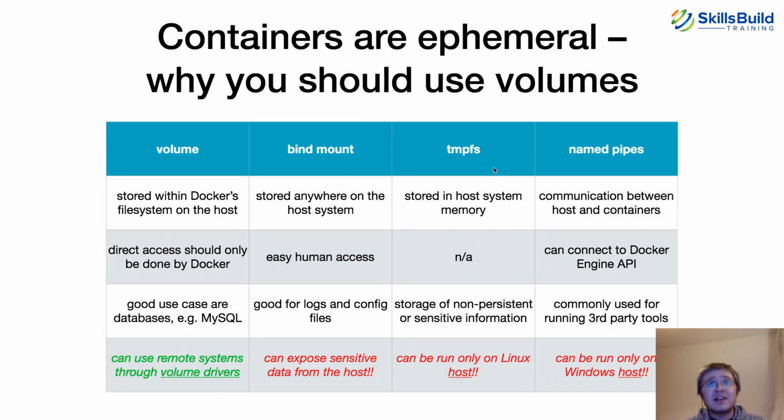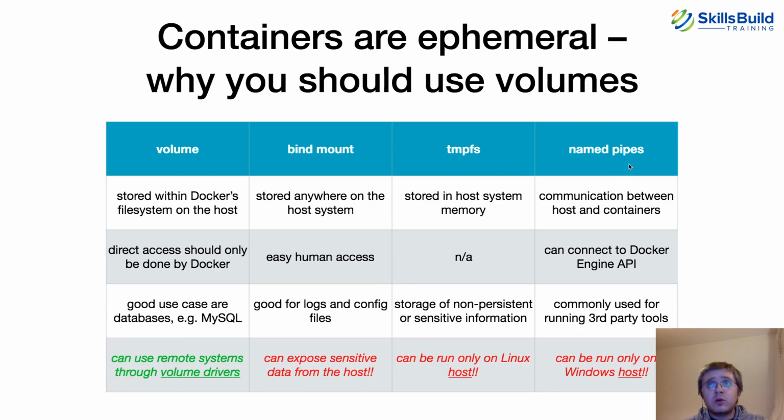The next one is temporary file system, which allows you to store information in the host system memory. A good example of that would be non-persistent information or sensitive information. Now, this can only be used on a Linux host.